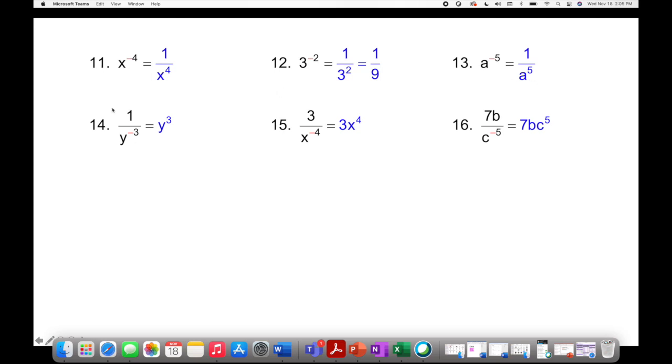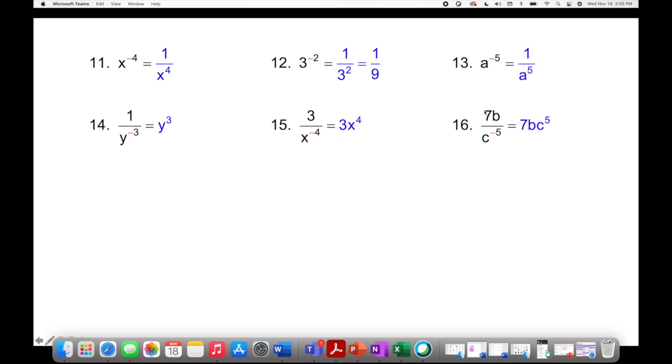For 14, I've got 1 over y to the negative third. Right away, I need to move this to the top. So when that goes to the top, I could technically write 1y to the third, but the 1 is not really necessary. Also, I will no longer have a denominator, so I do not need to write that. For 15, again, I'm going to move x to the negative fourth to the top, and when I move it, it loses the negative. So now I've got 3x to the fourth in the numerator, technically a 1 in the bottom, but it is not necessary for me to write that in the denominator.